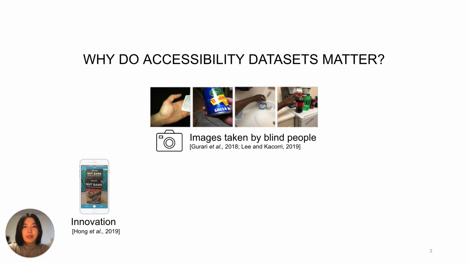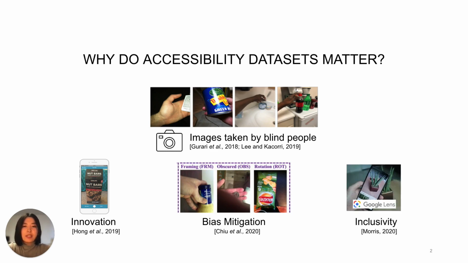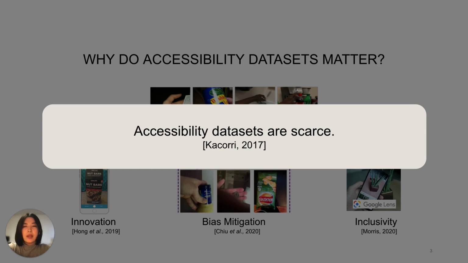Photos taken by blind individuals can be used to train a mobile phone to recognize everyday objects, increasing access to the visual world. Such datasets could also help in mitigating AI bias so that objects can be recognized even when photos are taken by people who may face difficulty in camera framing and avoiding object occlusion. Thus, they could help broadly deploy AI systems such as Google Lens be effective for diverse user populations. However, if you're interested in finding accessibility datasets, you'll quickly realize they are scarce.